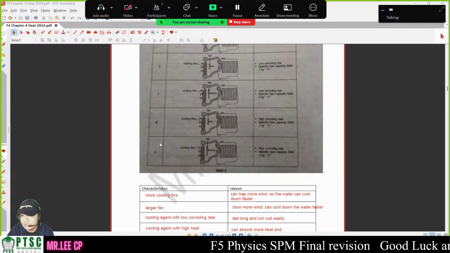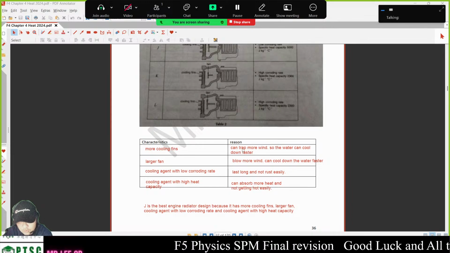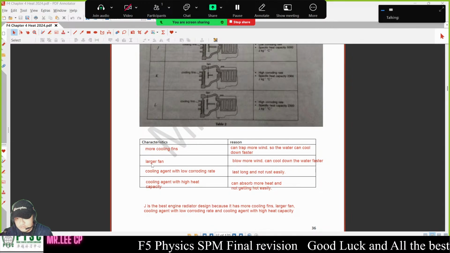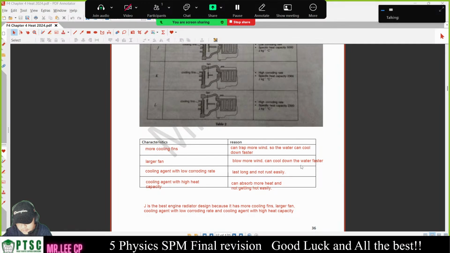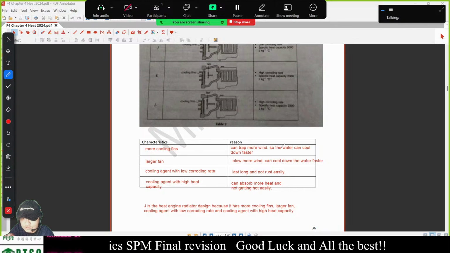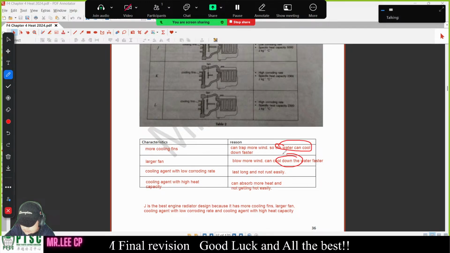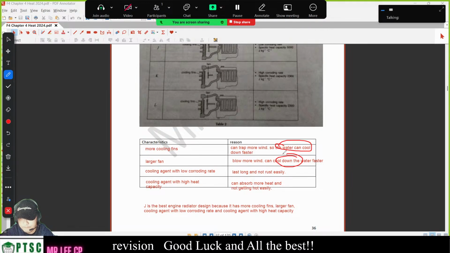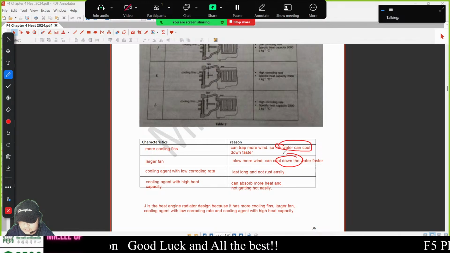So we are going to answer the question. First one, more cooling fins, so can trap more wind, so that the water can cool down faster. Right? Larger fan, bigger fan, blow more wind, can cool down the water faster. Most of the students wrote this. Like, teacher, I write cool down faster. Can or not? Can. No problem. The explanation, the reason can be repeated.